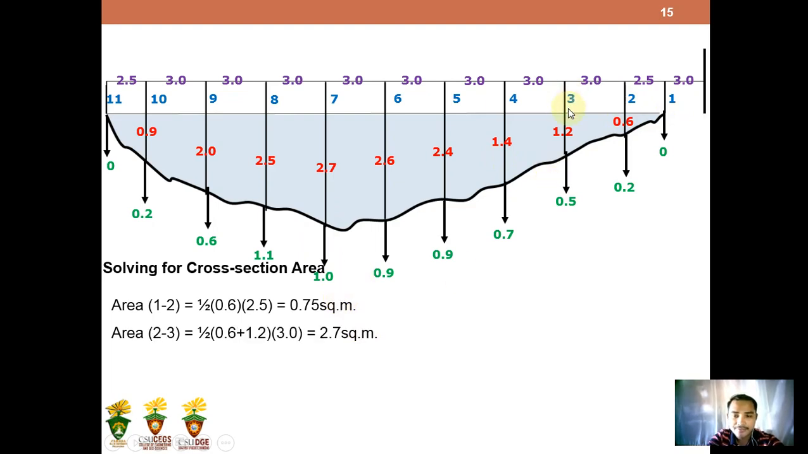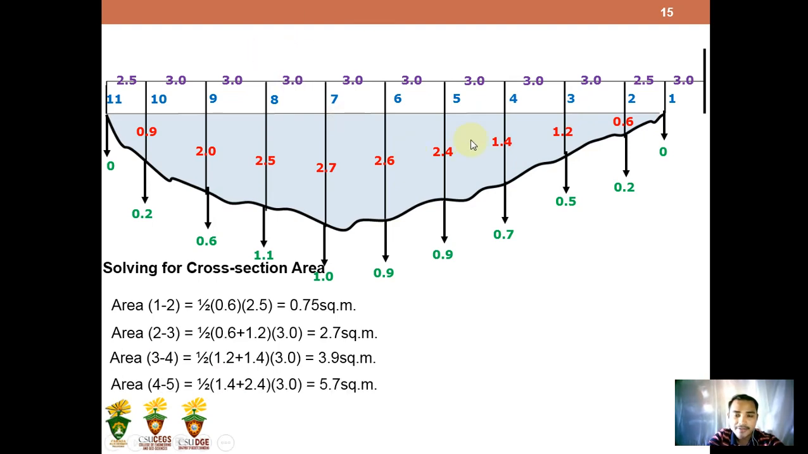Next is the area for verticals 2 and 3. In this part, we are going to use the formula for a trapezoid for estimating the area. So we have 1/2 times the first vertical 0.6 plus the second vertical 1.2 times the distance between the verticals, which is 3.0. This results into 2.7 square meter. Another, for the cross-sectional area for vertical 3 to 4, we have 1/2 times 1.2 plus 1.4 times 3.0. This results into 3.9 square meter.